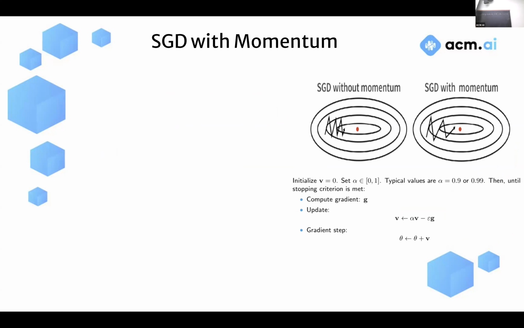Now we'll get to something called standard gradient descent with momentum, or momentum-based gradient descent. So essentially, this is a way of tracking how fast you've been going down a slope. The idea is that if you're going really fast, that means you're going to be somewhat further away from the optimal result.